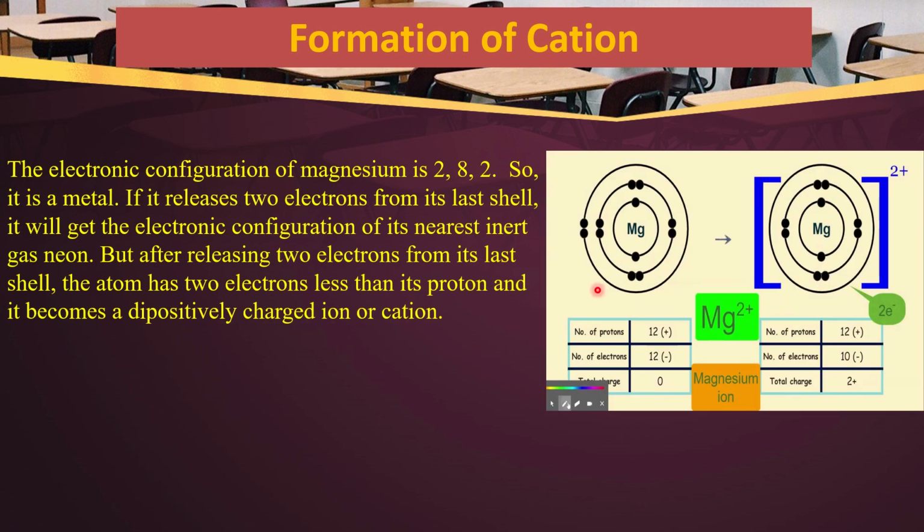Look, magnesium has 12 protons, 12 electrons, so total charge is 0. But when it releases 2 electrons, now it has 12 protons, but electrons are 10. So total charge is now 2+. That means when 2 electrons are released from magnesium, it becomes Mg+2 or Mg2+. You can write any one, Mg+2 or Mg2+, both are correct.